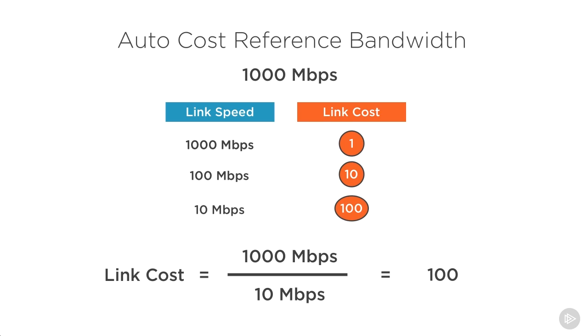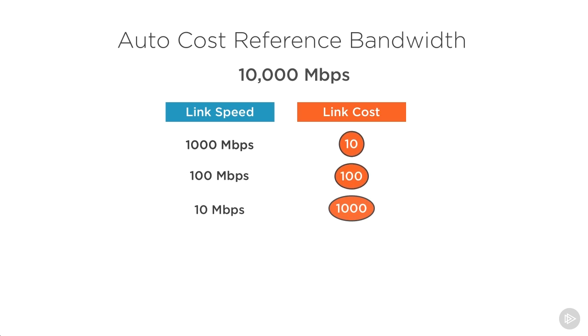So we want to set our auto cost reference bandwidth in modern networks to be at least 1000. In many larger enterprise networks, we're going to have 10 gig links. Well, when we have 10 gig links, we have to change our auto cost reference bandwidth again.